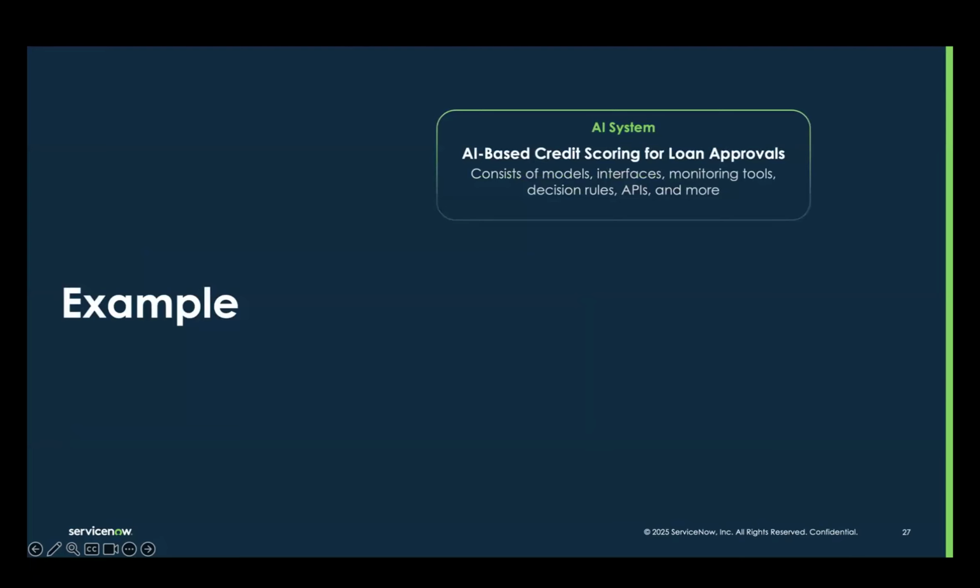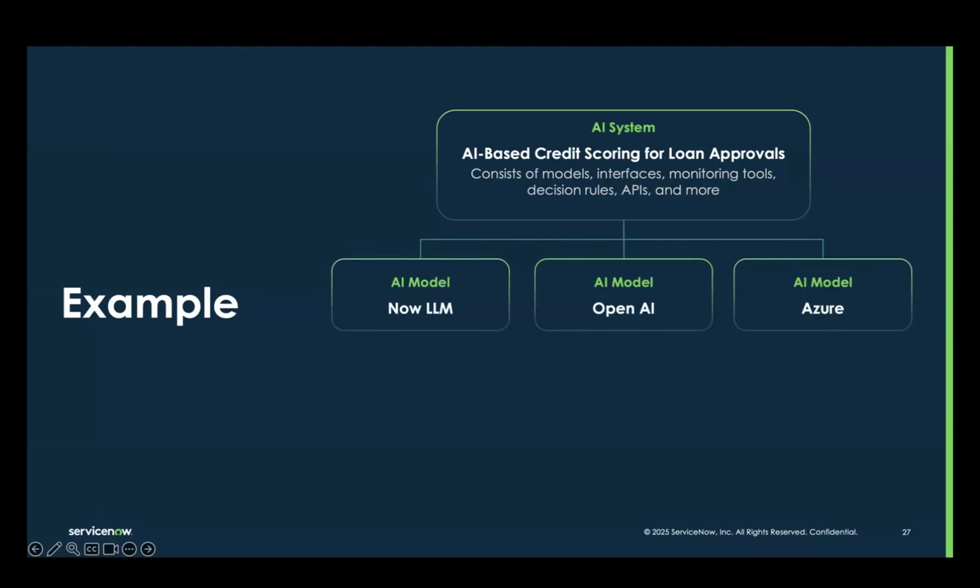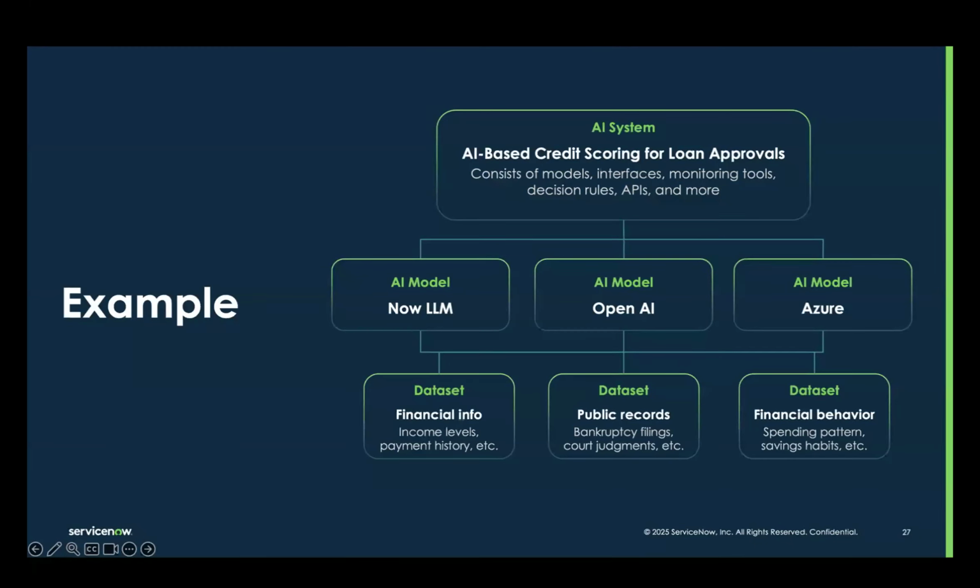So let's take a quick example of how this works. So here's just a use case, right? It's AI-based credit scoring for loan approvals, which provides scoring based on loan applications. So the AI system itself consists of user interfaces, monitoring tools, different models, decision rules, APIs, etc. And it uses different models like the Now LLM, OpenAI, and Azure. But the system is solving one particular use case, right? So that's the credit scoring for loan approvals. So all of these models are trained with specific data sets.